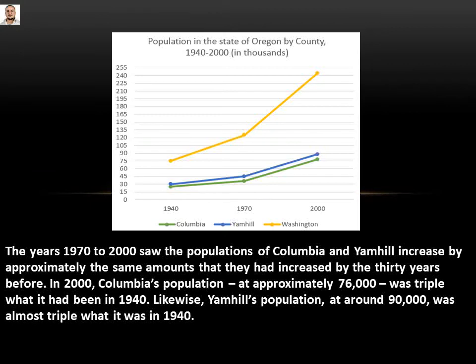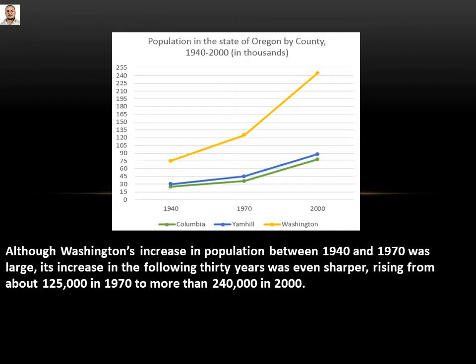Okay, in the last paragraph I wrote: although Washington's increase in population between 1940 and 1970 was large, its increase in the following 30 years was even sharper, rising from about 125,000 in 1970 to more than 240,000 in 2000.